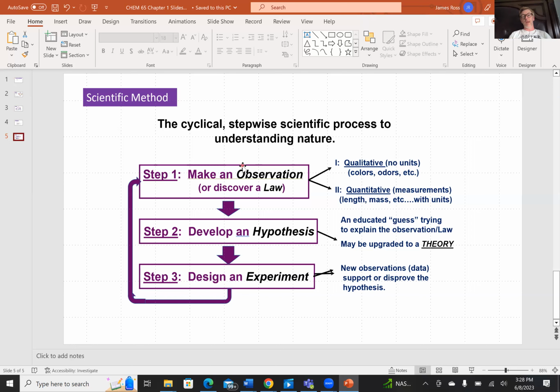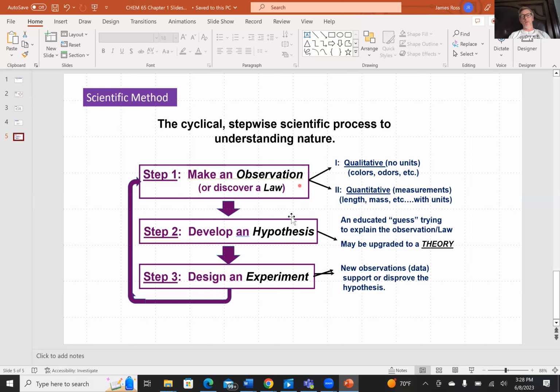So first of all, you have to make an observation about the natural world, or notice something that's reproducible, like a law. And you get curious about your observation. You can make observations qualitatively. So for example, typically a qualitative observation has no units, like the color or an odor of an object. Or you can make a quantitative observation. These typically have units, so the length of an object, you can measure that. You can weigh the mass of an object, which has units. You can get the temperature of an object, the conductance of an object, the concentration of an object, anything with units.